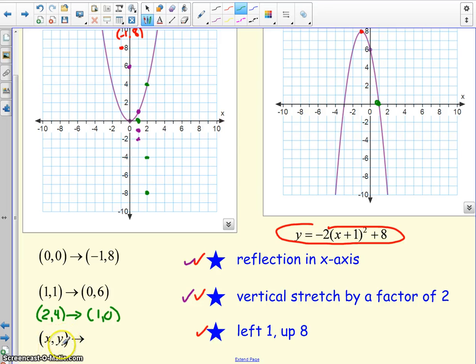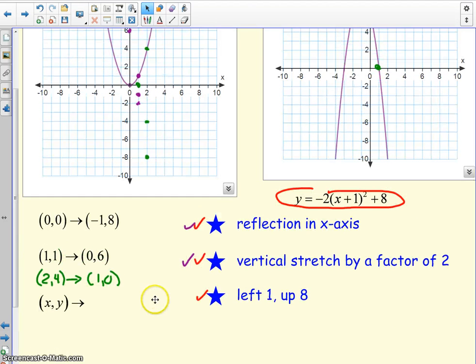So I want to see what happens to a general point x, y. Okay, and so I want you to think about first what happens to the general point x, y. See if you can come up with a rule for what happens to all the x and y values, and we're going to take this up in part 2 of the video.